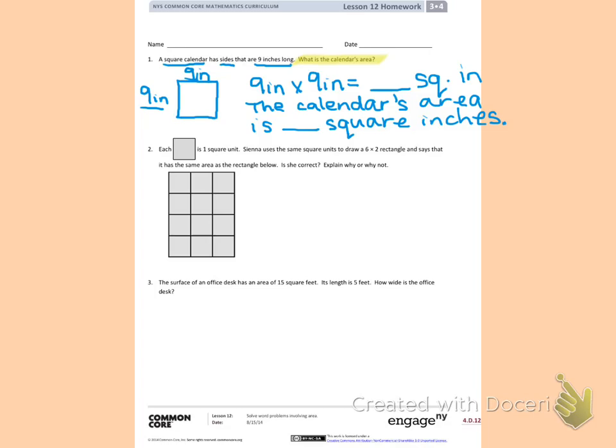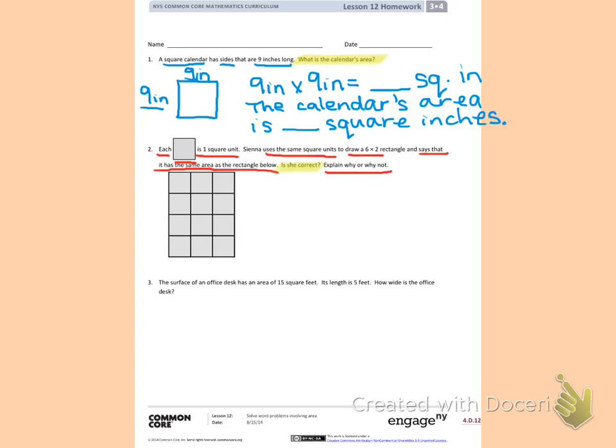Okay, let's take a look at the important details. Each square is 1 square unit. Uses the same square units to draw a 6 by 2 rectangle. Says that it has the same area as the rectangle below. Now I will highlight the question. Is she correct? And underline the important details also of explaining why or why not.